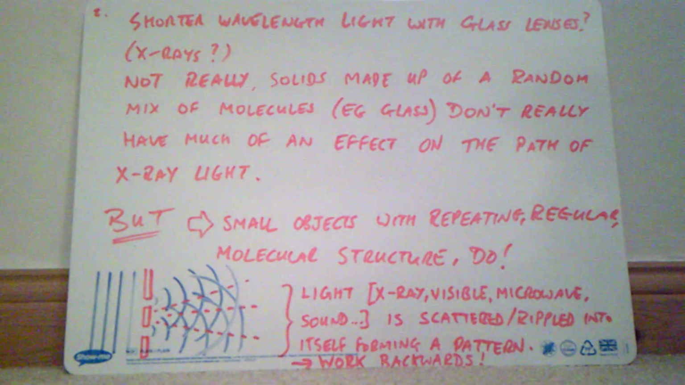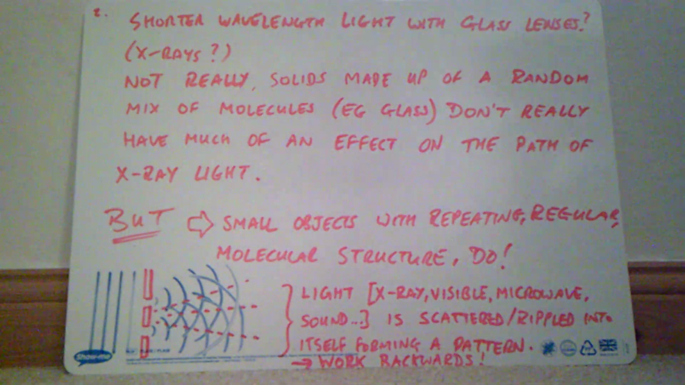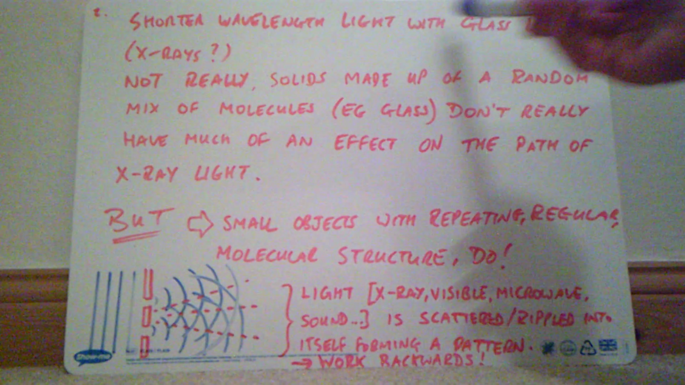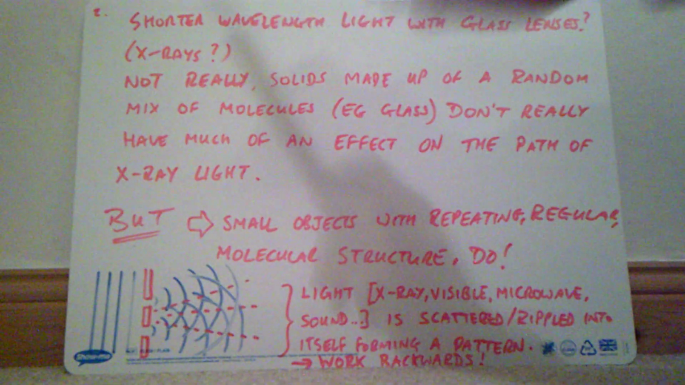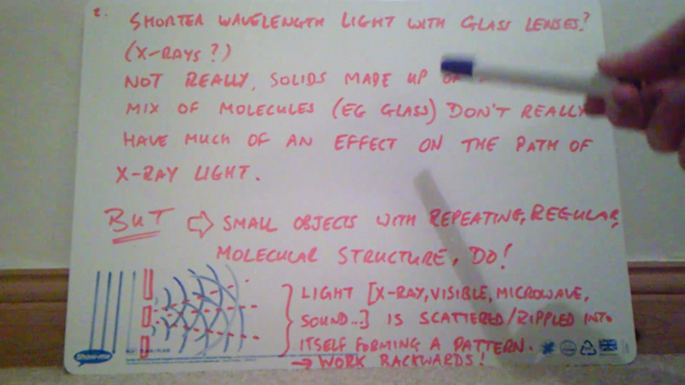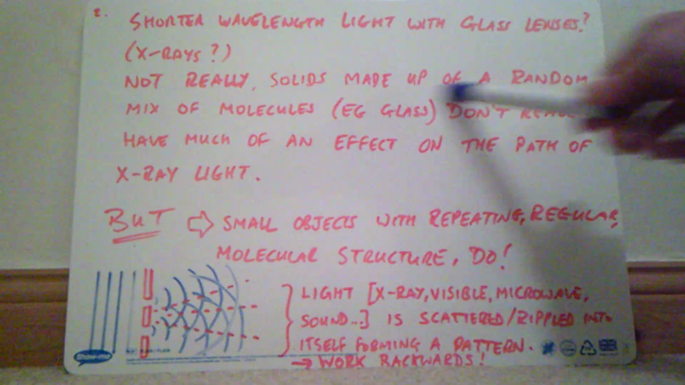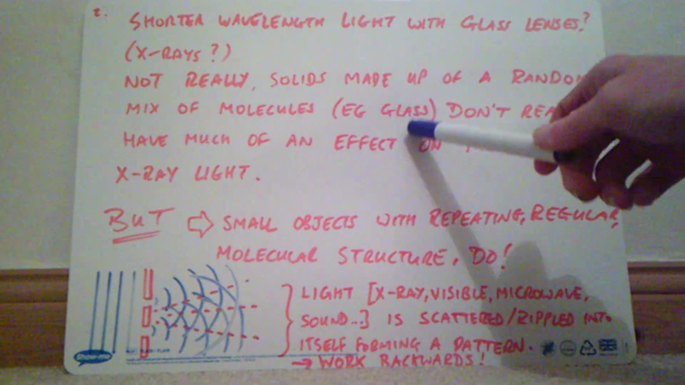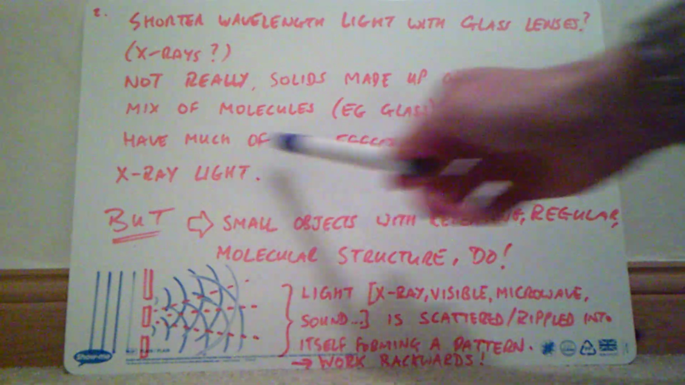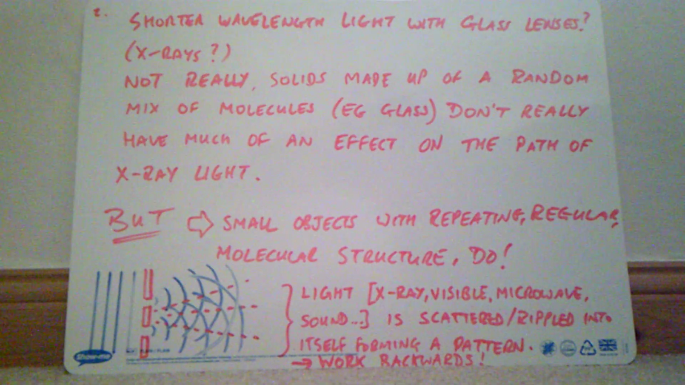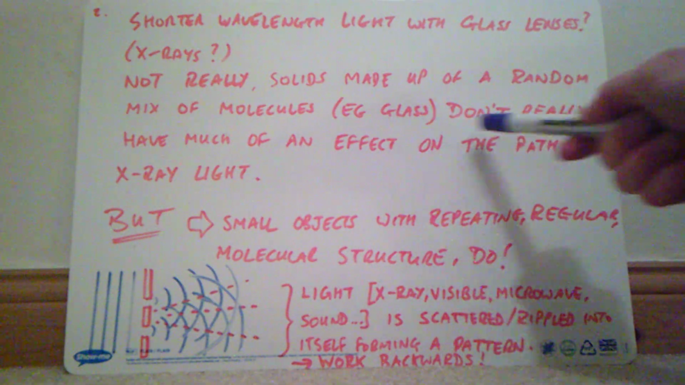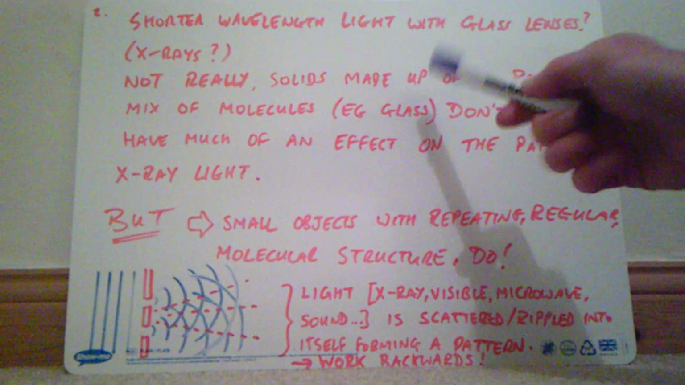So why do we tell you all this? You think, well, okay, we want something with a shorter wavelength. Why don't we use shorter wavelength light with glass lenses, for example, X-rays? Well, that's not really an option either, because solids made up of a random mix of molecules, for example glass, don't really have much of an effect on the path of X-ray light at all. X-ray light just kind of goes through them. So X-ray light isn't really affected by stuff like glass.